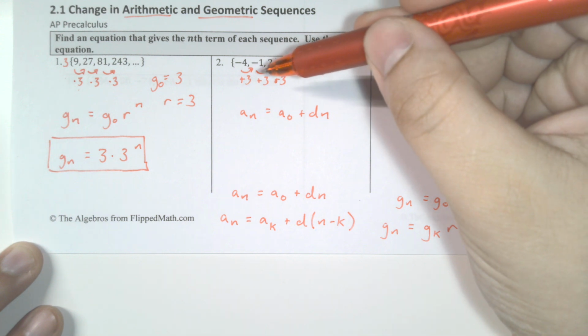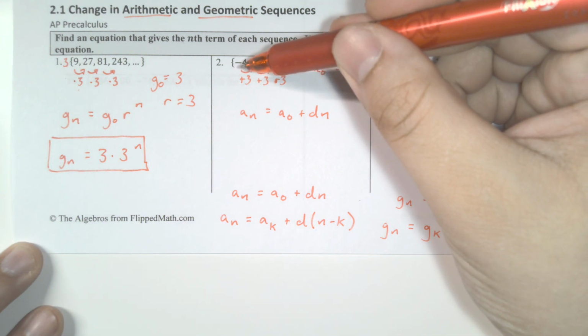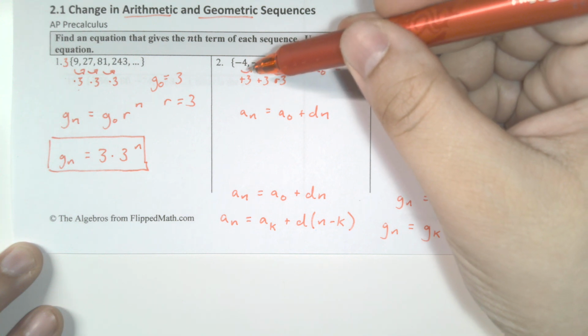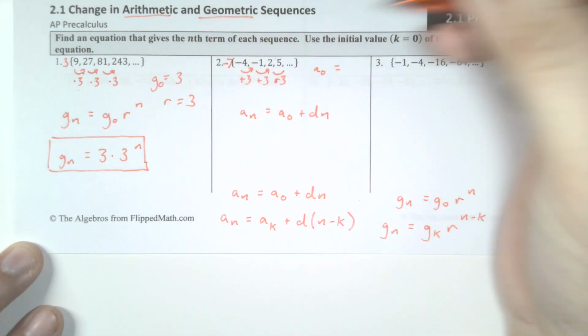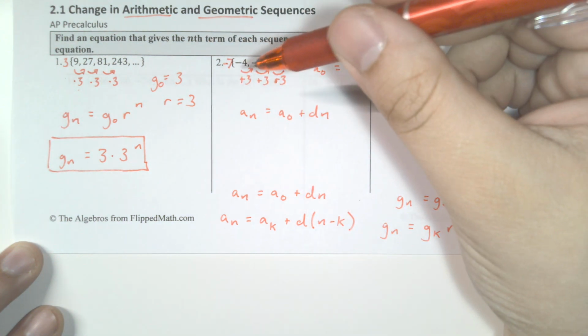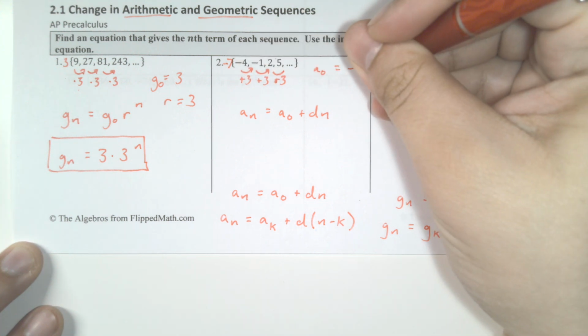So, similar to the last problem, if we want to figure out the term before, we have to work backwards. So instead of adding 3 to go forward, we're going to subtract 3 to go backwards. And so a sub 0 is going to be -7, because -4 minus 3 is -7.